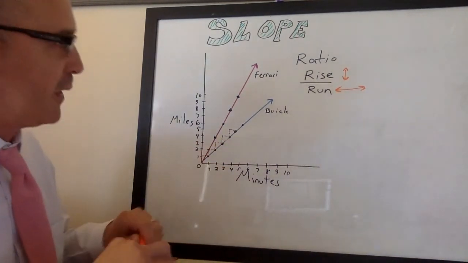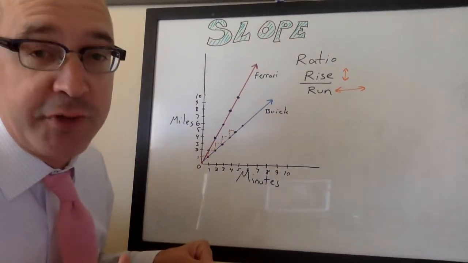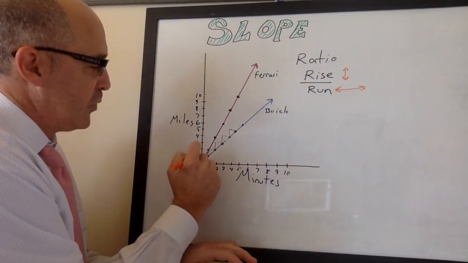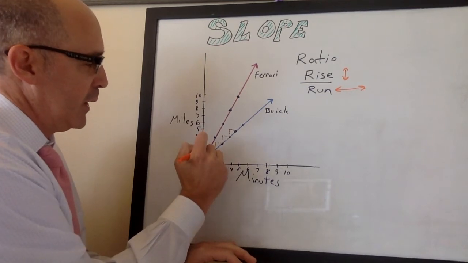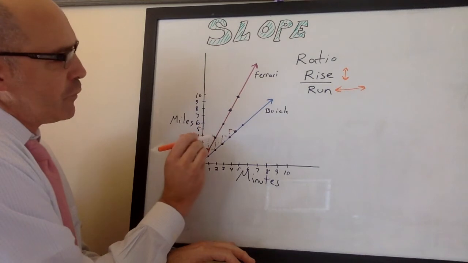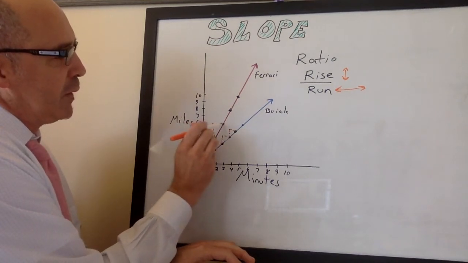Okay, now let's look at the Ferrari. It's going to have a steeper staircase. It has a steeper slope. Here, it goes 2 miles per minute, and again, 2 miles per minute.